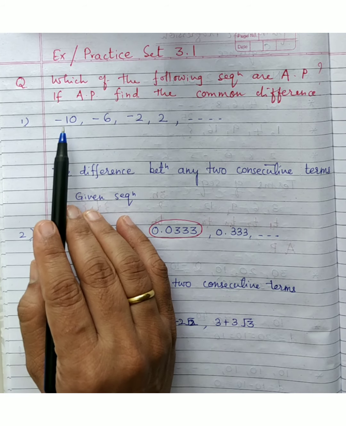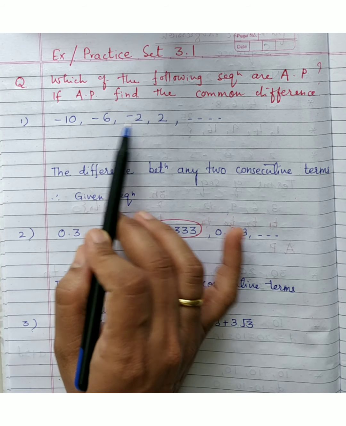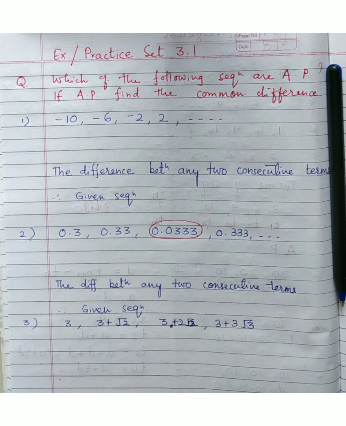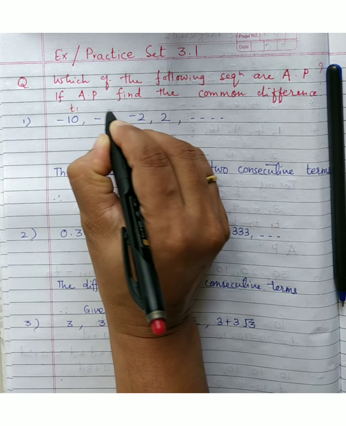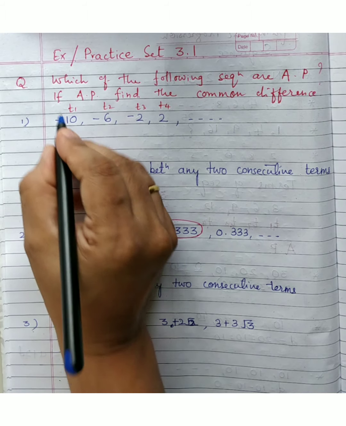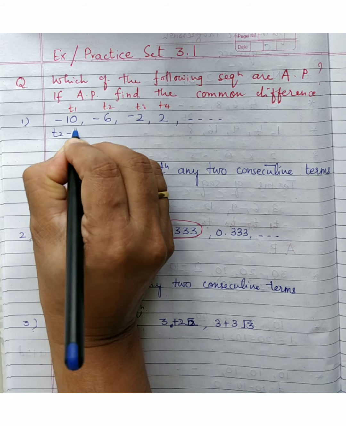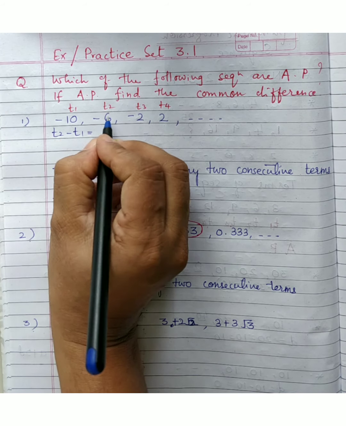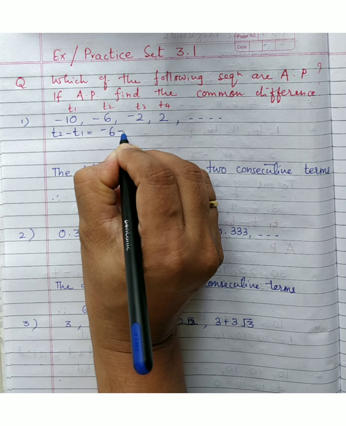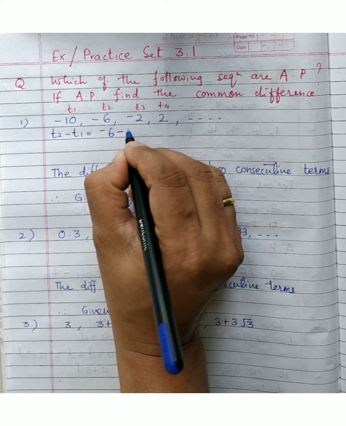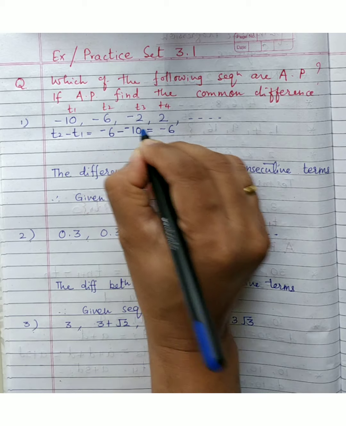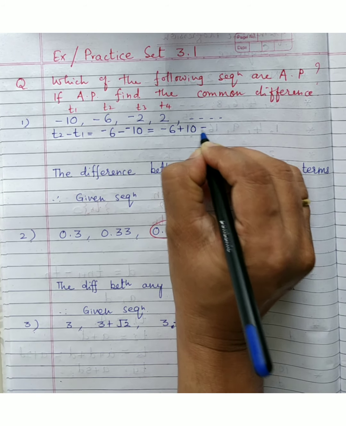Now here the terms you see are minus 10, minus 6, minus 2, and so on. First name these terms as T1, T2, etc. So this is T1, T2, T3 and T4. Now what we have to find is T2 minus T1, the difference between two consecutive terms. So minus 6 minus minus 10. What is the operation we are doing here? Minus. But the number to be subtracted is also minus. So minus 6 plus 10. The difference here is 4.